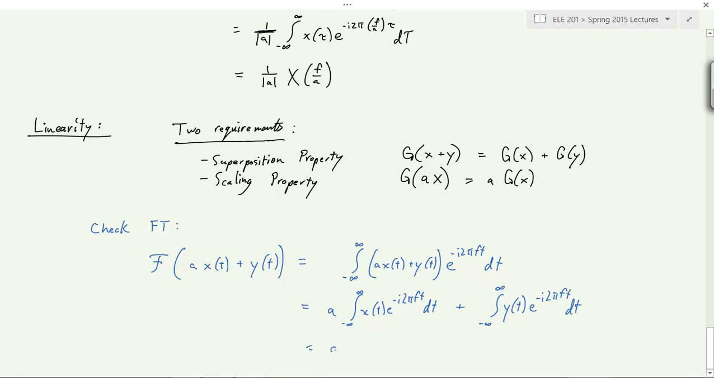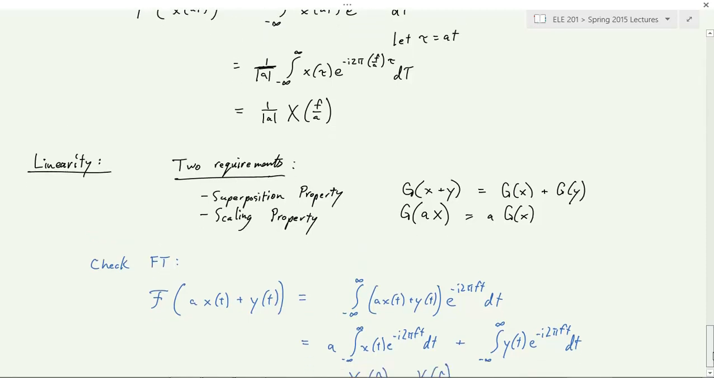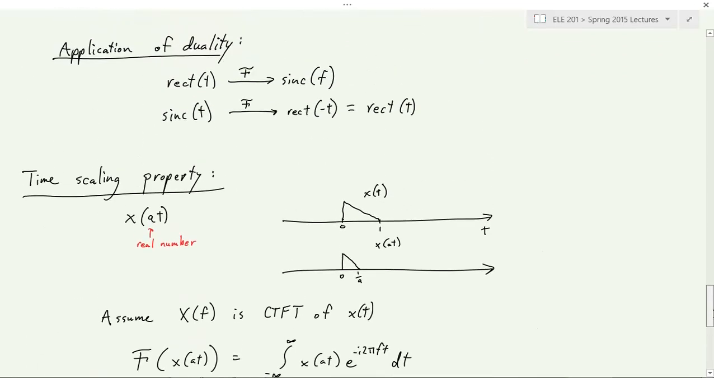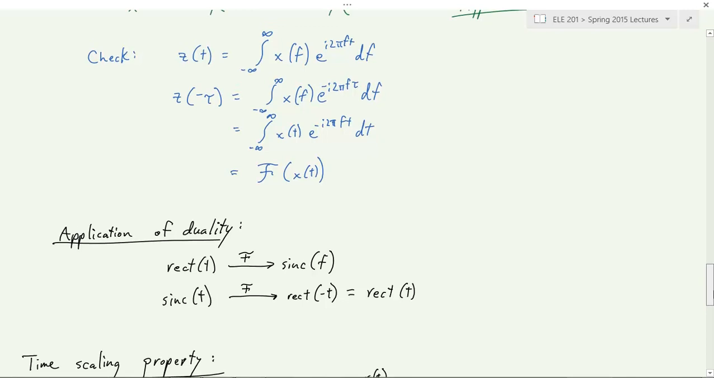Which is ax of f plus y of f. Okay, so we've checked linearity. It's a linear transform. Oh, I want to point out a couple things. I keep skipping some details I want to mention to you. One is that we've calculated one Fourier transform so far, rect and sinc, right?